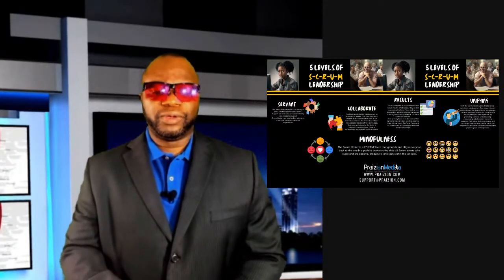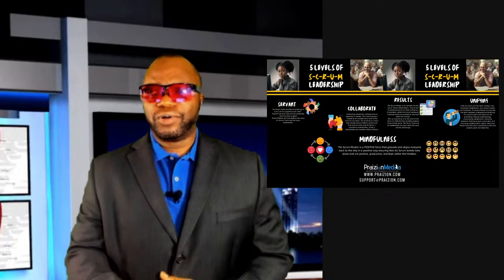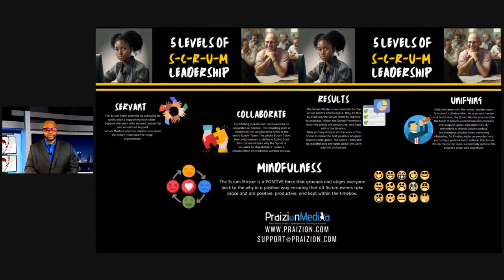This book covers leadership purely in the lens of the Scrum Master. And it uses the word Scrum, S-C-R-U-M, to give you a very concise picture of leadership from the Scrum Master lens. So let's zoom in a little bit more so that we can pay attention to this framework.